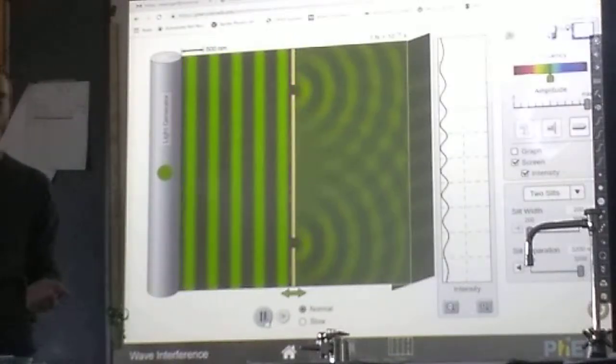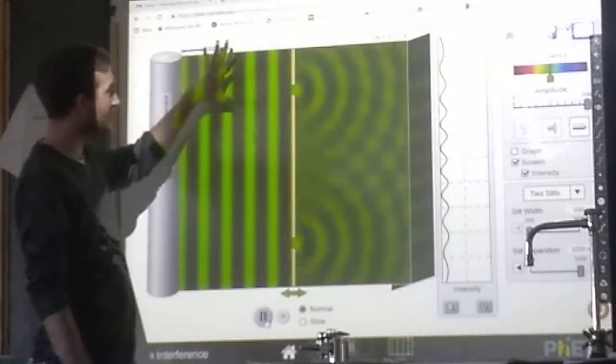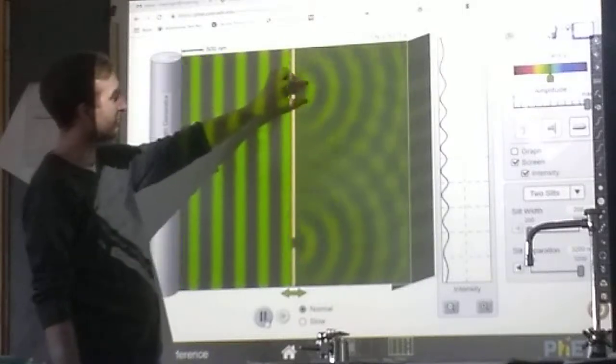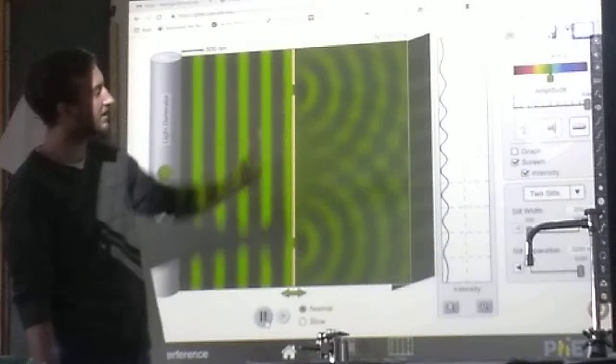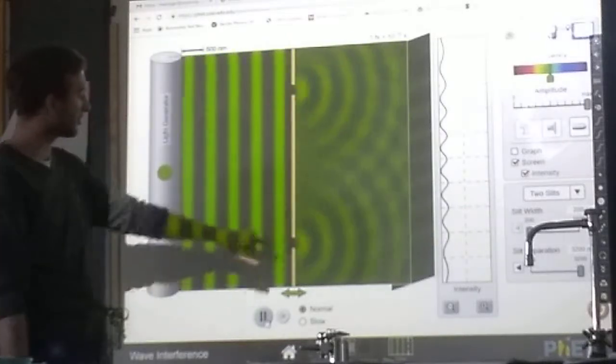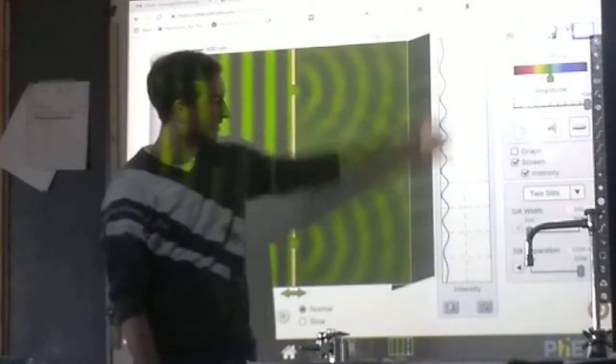And again, the reason I'm getting those bright spots is because the light, even though it's coming in as plane waves, is diffracting around this barrier, or once it gets through the barrier, and then the light is interfering with itself. Instead of just 2 bright spots, I'm getting 9.